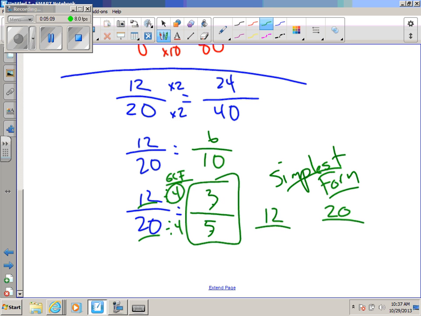You do have to put those in simplest form. You'll have to use division there. Yep. You'll have to use division. Okay, but you've been doing that for a long time already.